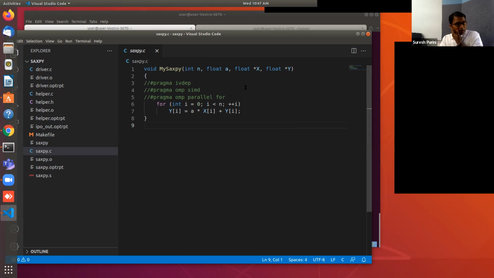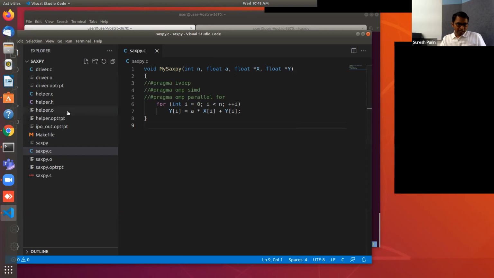So here what we are doing is passing the vectors x and y, and n is the dimension of the array, the number of elements in these arrays, and a is the scalar which we would like to multiply.